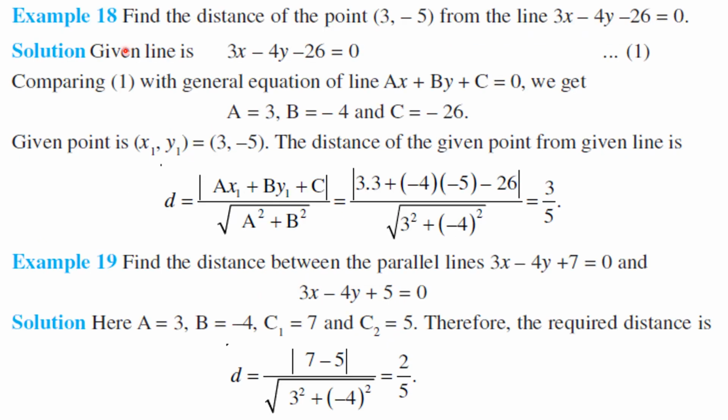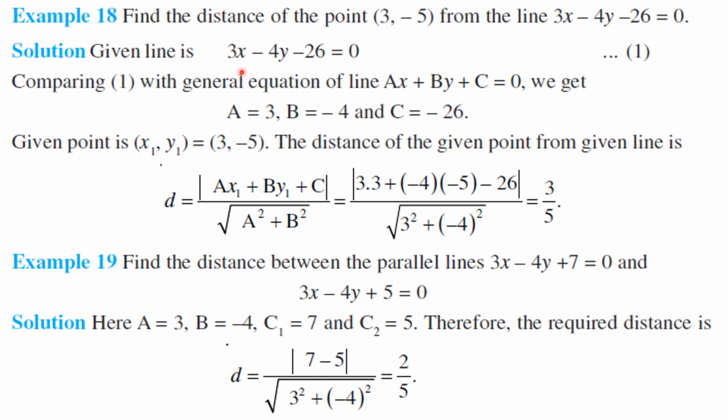Now let us take some examples to understand these two points, distance of a point from a line and distance between two parallel lines. See this first example. Find the distance of the point (3, -5) from the line 3x - 4y - 26 = 0. Understood this question, my children? Right. Come to the solution part.